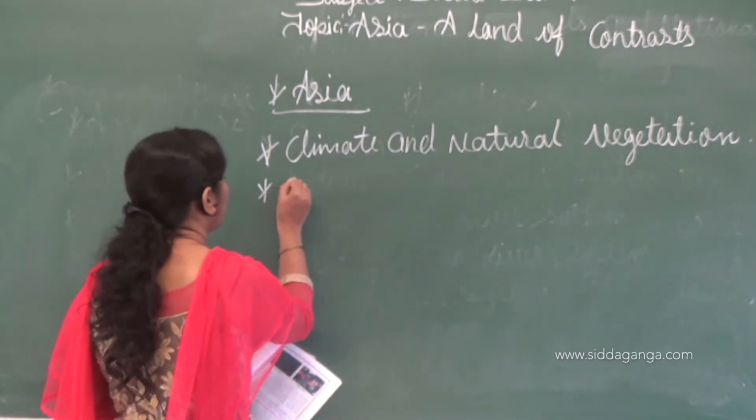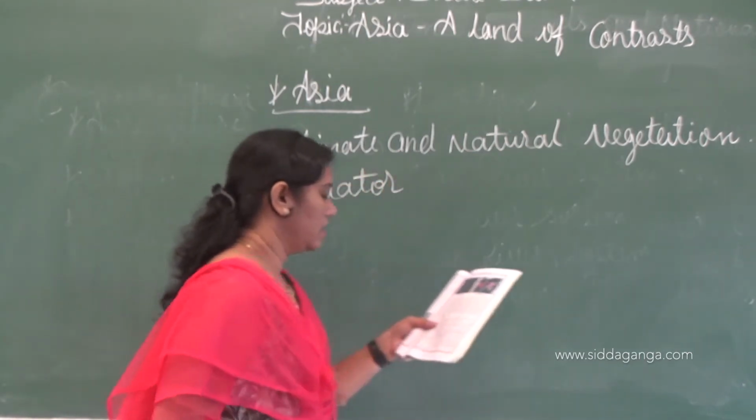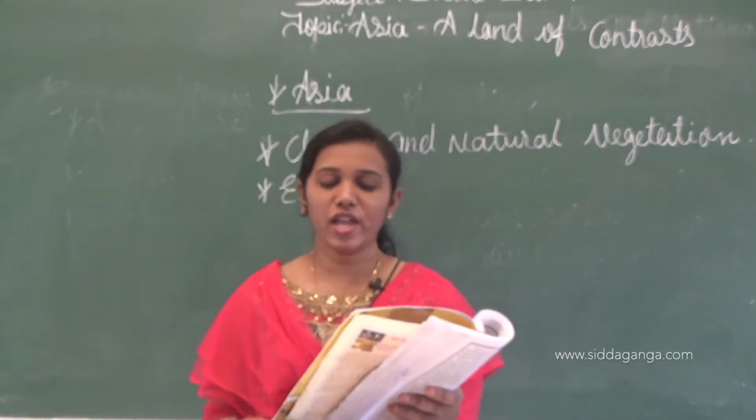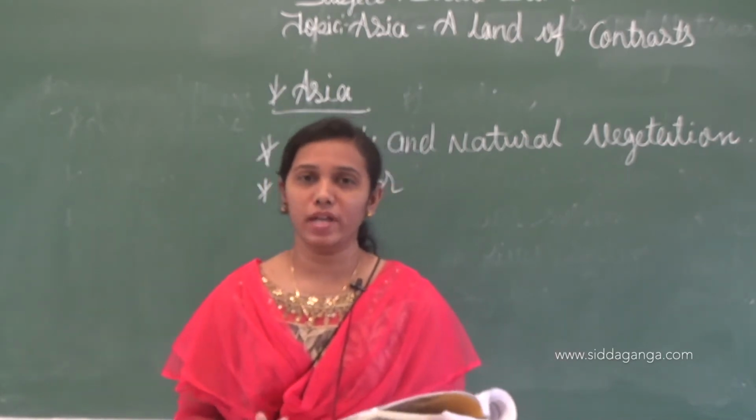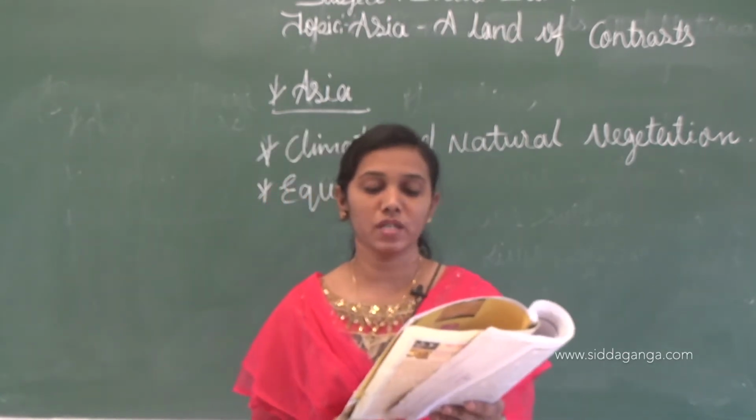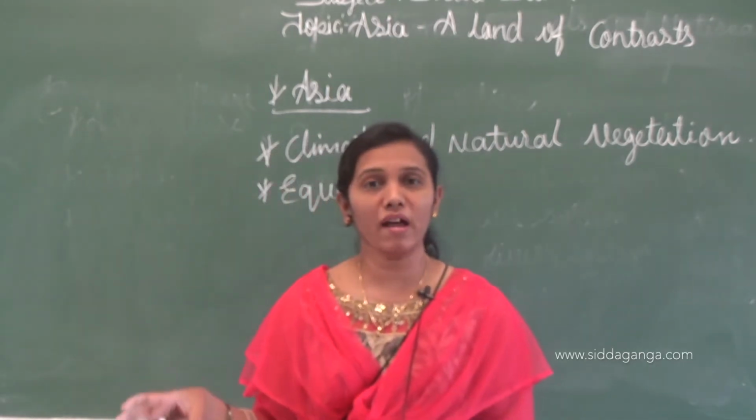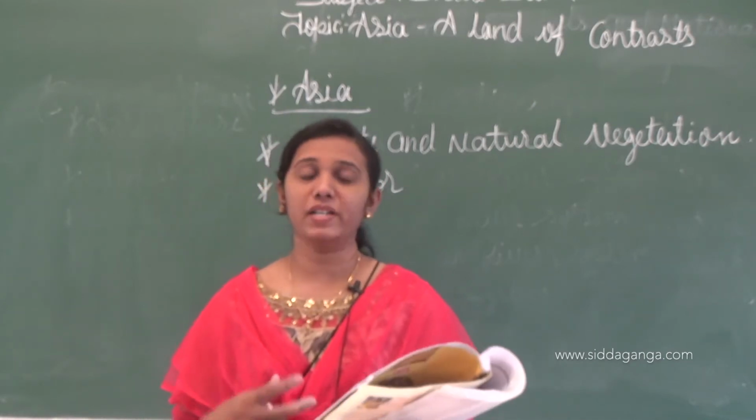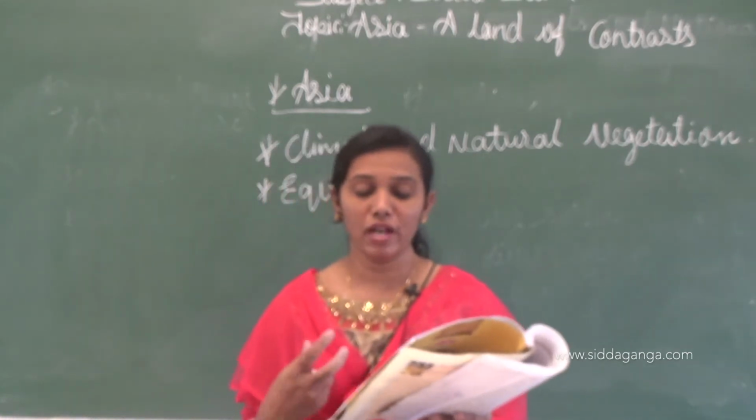It extends from the equator to the polar region. That's why it has a wide variety of climates. Once again, Asia is a very vast continent. It extends from the equator to the polar region. That's why it has a wide variety of climate.